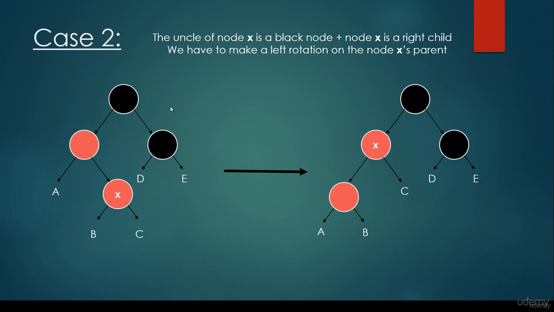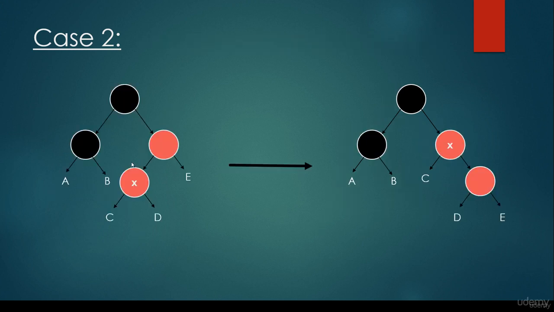The symmetric partner is this one. The node X is a left child of a right child and the uncle is black again. So we have to make a rotation, but instead of rotating to the left, we have to rotate the parent of node X to the right. And we are going to end up with this situation. So that's all about the case 2.